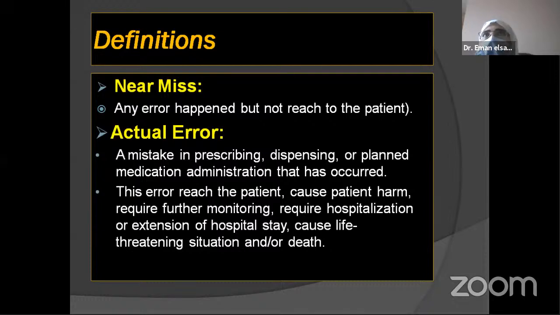What does this mean? This means that until the medication reaches the patient, it goes through a lot of processes, such as ordering, dispensing, maybe transcribing, and also administration and evaluation. So there are many processes until reaching the patient. Maybe there is a variation in one of these processes and it leads to an undesirable outcome, but the medication will reach the patient safely. So in a simple definition, this means any error happened but did not reach the patient.